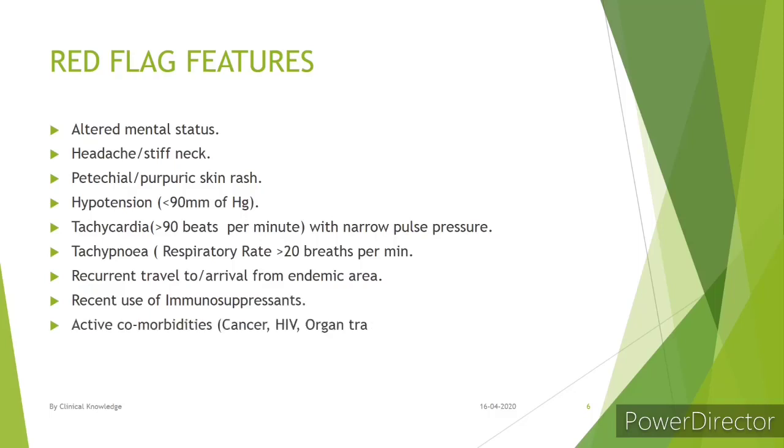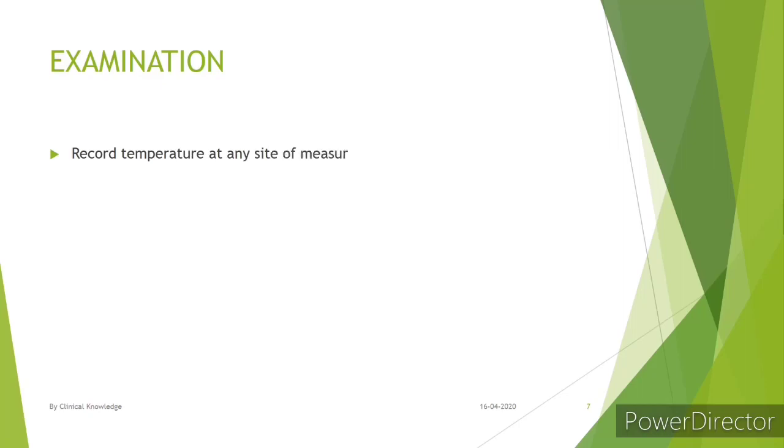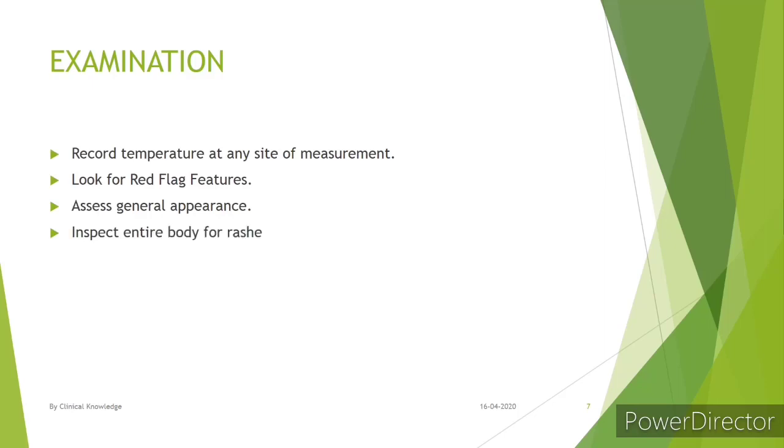Examination: record temperature at any site of measurement, look for red flag features, assess general appearance, inspect the entire body for rashes, look for areas of erythema, swelling, soft tissue infection, examine neck, axilla, groin for lymphadenopathy, feel for liver and spleen, hand and feet for splinter hemorrhages.